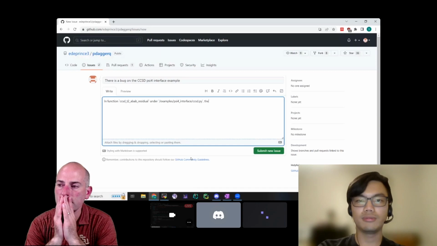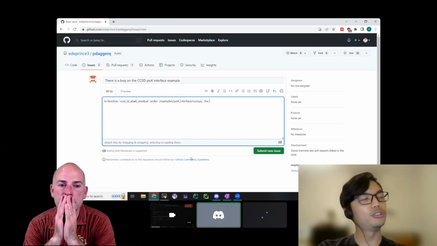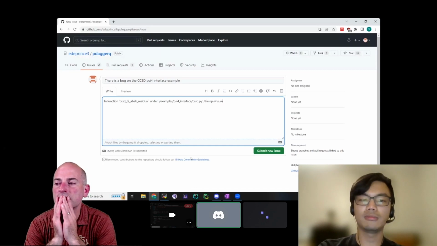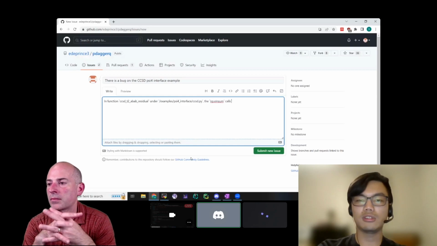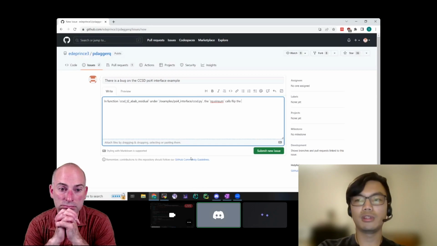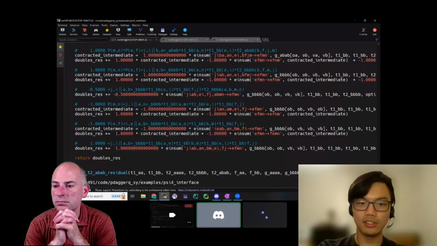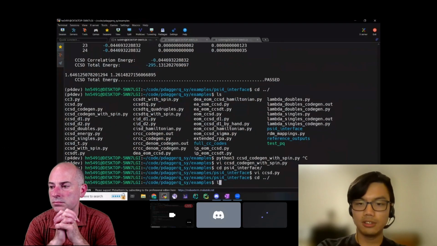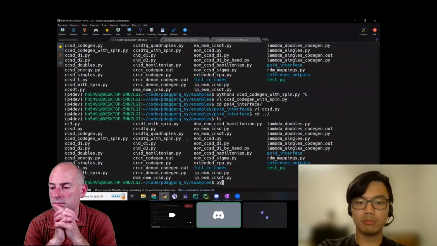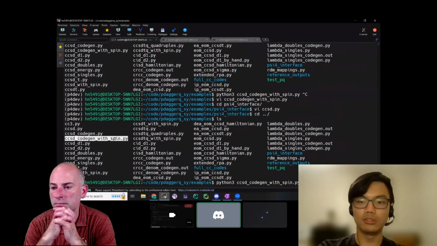The np einsum also flips the indices of electrons 1 and 2. Oh yeah, we haven't run this thing actually. Sorry about that. So let's run this code now.